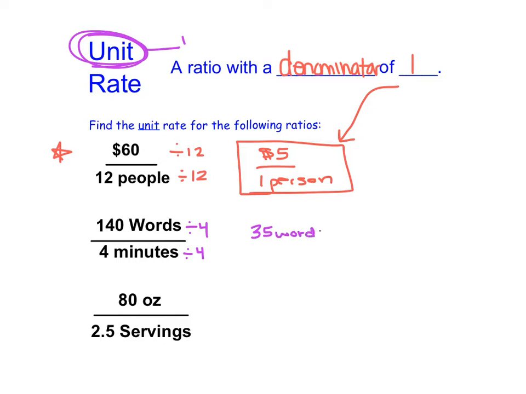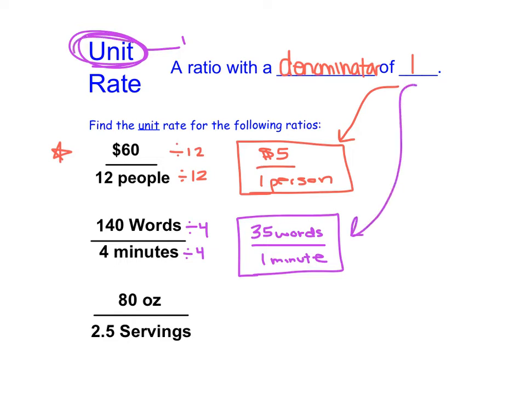I want to keep my units there so I remember what this rate represents. And 4 divided by 4 is 1 minute. So whatever this is, a reading rate or a typing rate, it's 35 words per 1 minute. And again, a denominator of 1 is what makes this a unit rate.